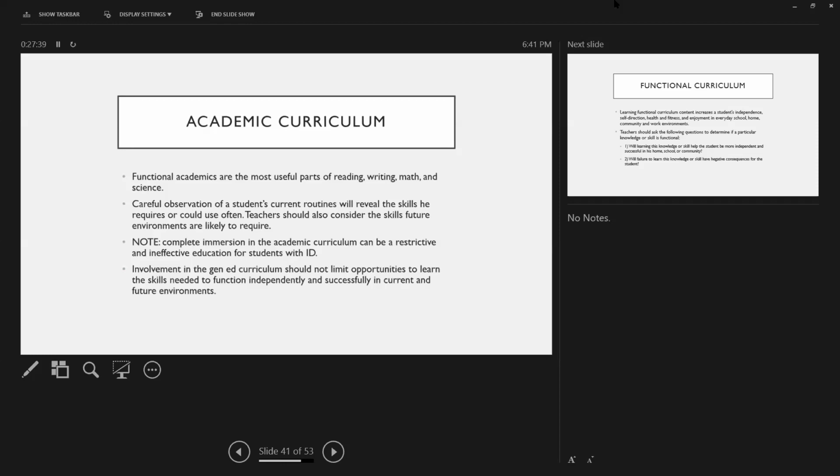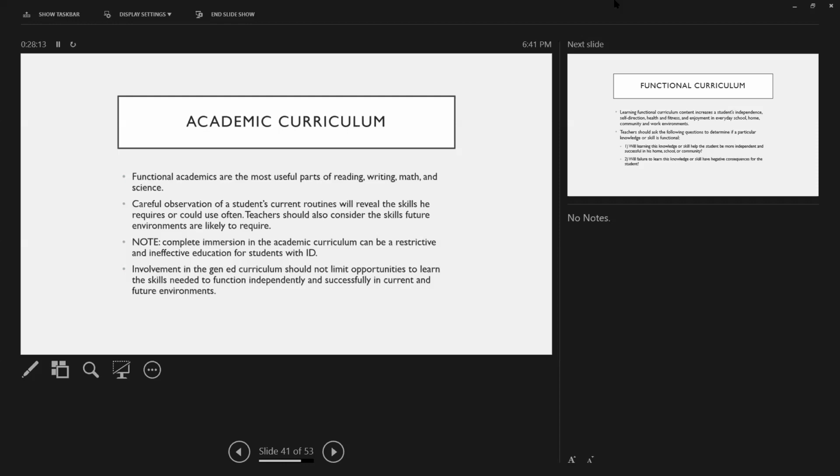When we're thinking about what functional academic skills we should be focusing on, these should be informed by observation of a student's current routines. What is the student good at? What does the student seem to struggle with? That's in real time, but it's also important to consider the skills that will be required by this student in the future.